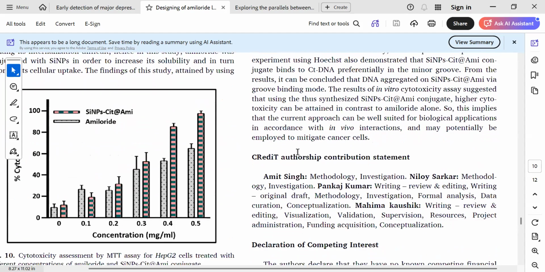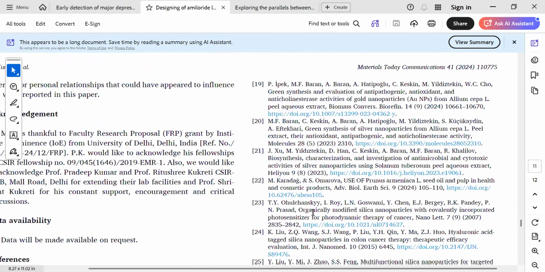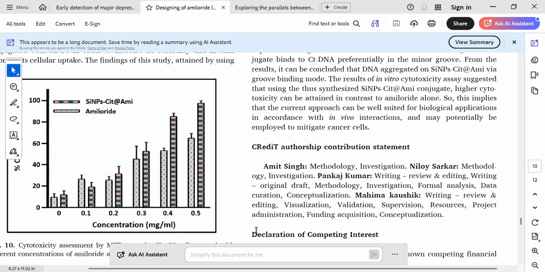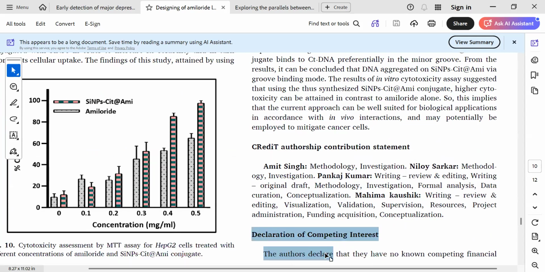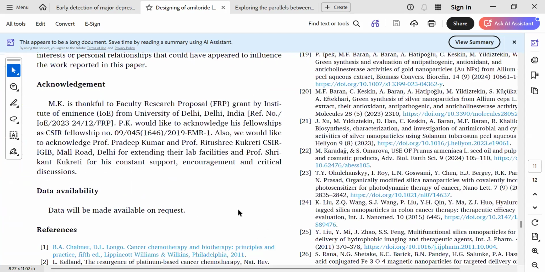Then you will have to give credit to the authors, that is, which author has done what. Each author who is part of this work has to be given some sort of task, that this particular person has done this, that, etc. And then you have to declare a competing interest, that there is no competing financial interest to declare.